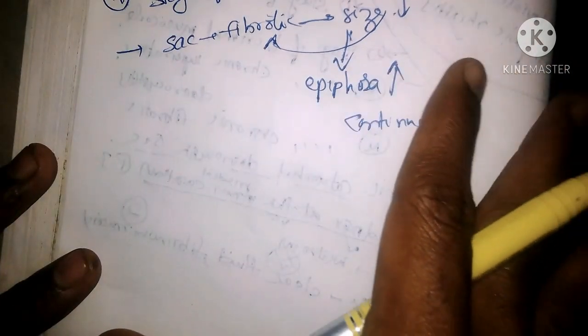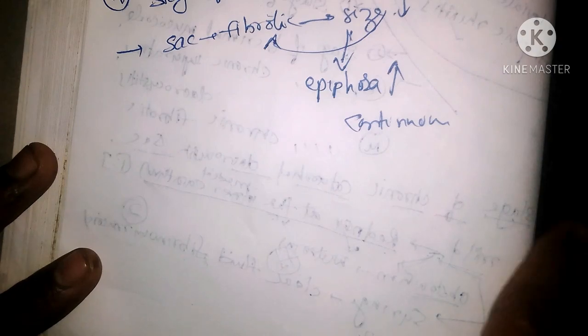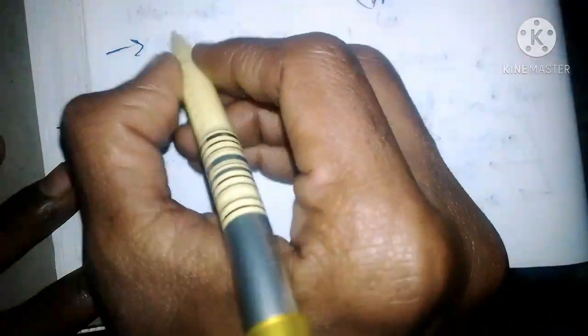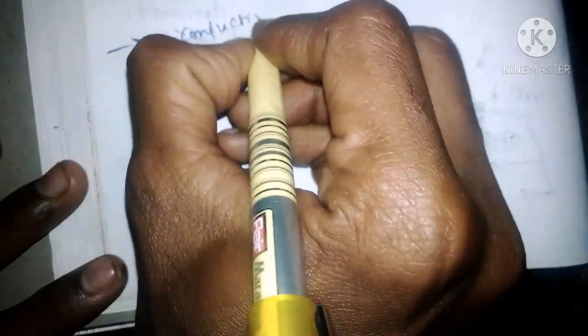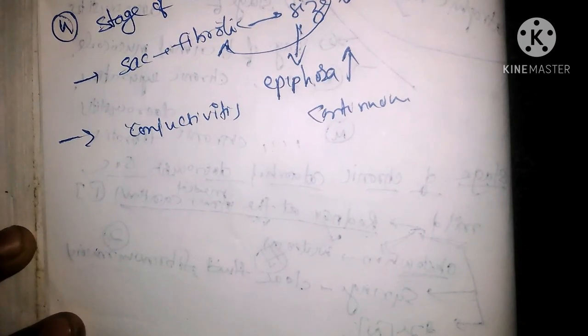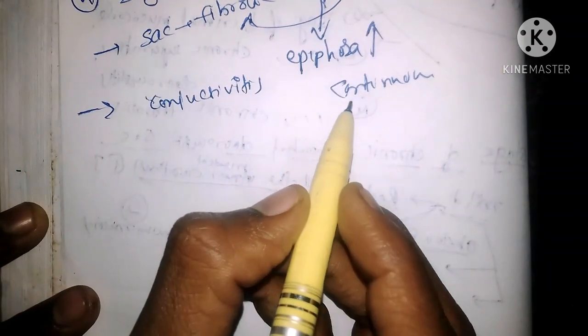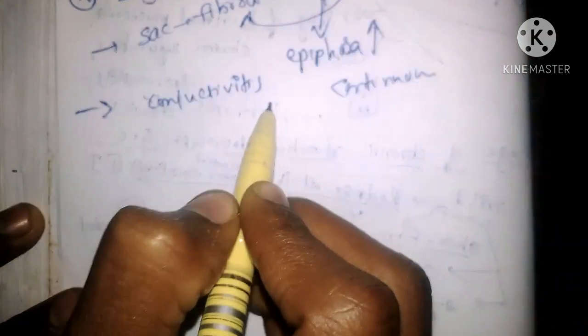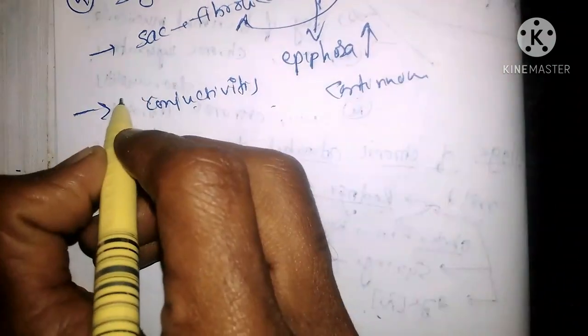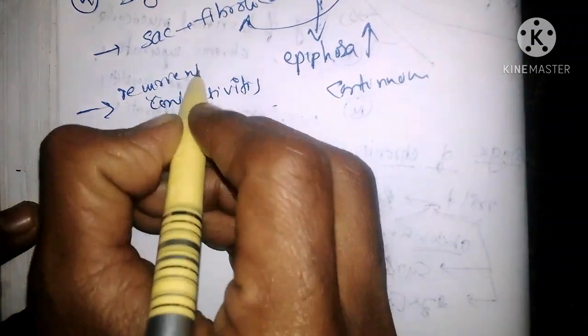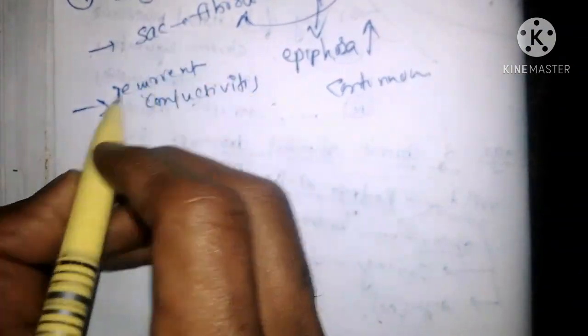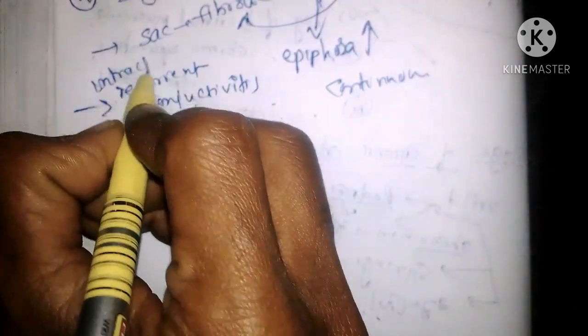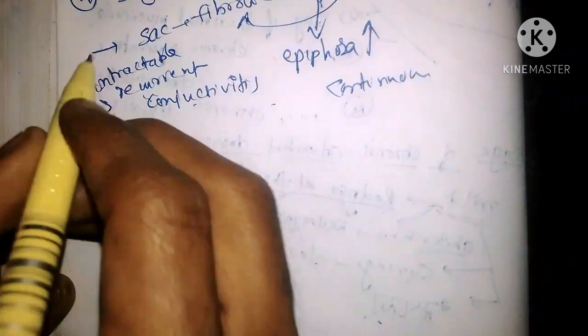What happens if you don't treat this? If you don't treat this condition, what we can observe is it results in recurrent conjunctivitis, because you see the conjunctival sac is very close to the lacrimal sac. This infection which is there in the sac can spread to the conjunctiva. That results in recurrent conjunctivitis, or we can say intractable conjunctivitis. Clear? So this is the first complication.